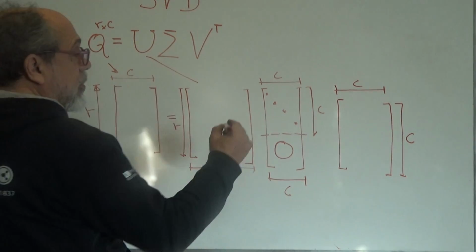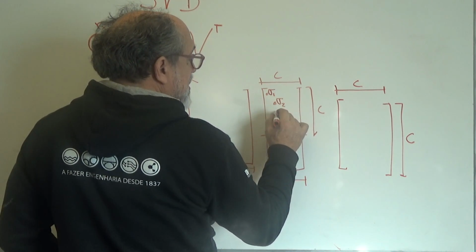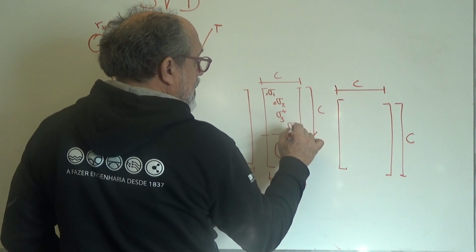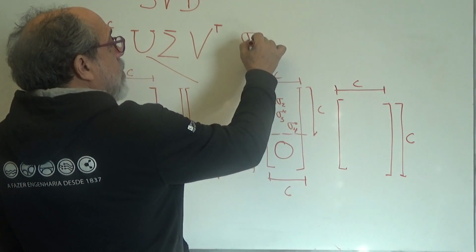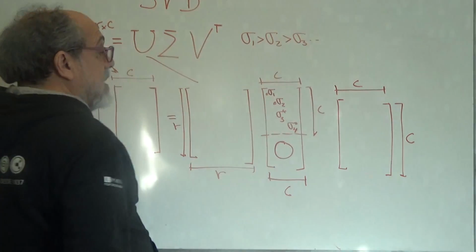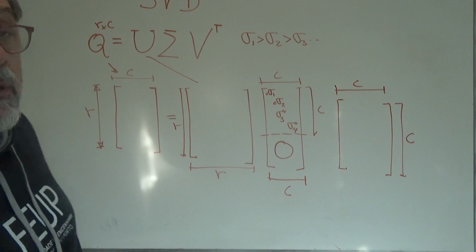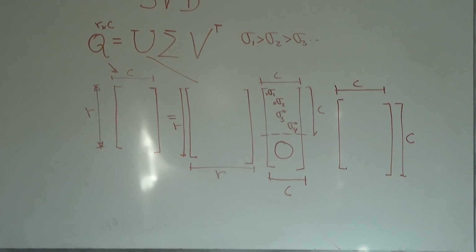I've shown it here with 4 dots. These guys here are what we call the singular values, okay? And sigma 1 is bigger than sigma 2, is bigger than sigma 3, etc. And they are always positive. So the singular values are always real and positive and are ordered from large to small. As I say, no matter what the matrix Q is, the singular value decomposition exists.